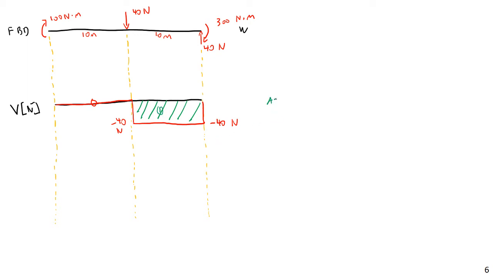And area 1, well, it's just a rectangle. Area 1 is just going to be equal to negative 40 newtons times 10 meters, which comes to negative 40 Newton meters. So that area is going to cause a drop from here to here of negative 40 Newton meters.